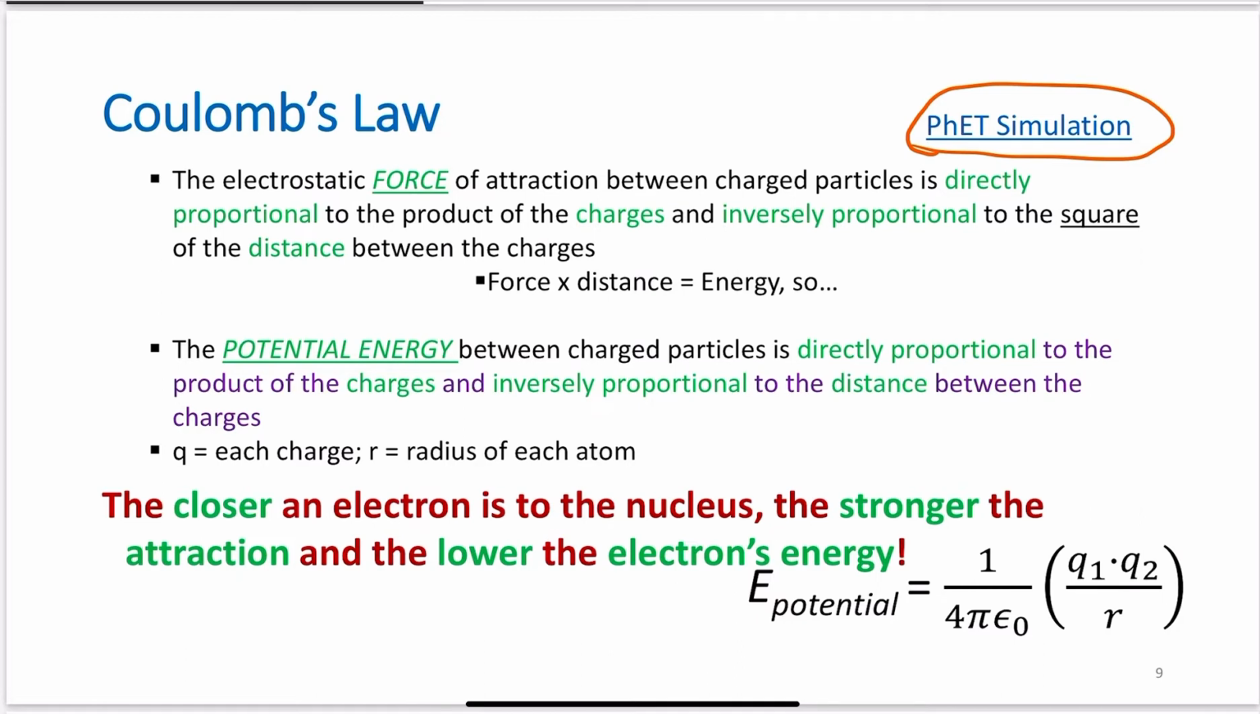Basically, force times distance is your energy. Force applied over a certain distance is related to your energy. So your potential energy between your charged particles is directly proportional to the product of the charges, inversely proportional to the distance between the charges. Q is each charge, R is the distance between the charges. What does this really mean? This is Coulomb's law. Basically, what it means is this: the closer an electron is to the nucleus, the stronger the attraction, the lower the electron's energy.